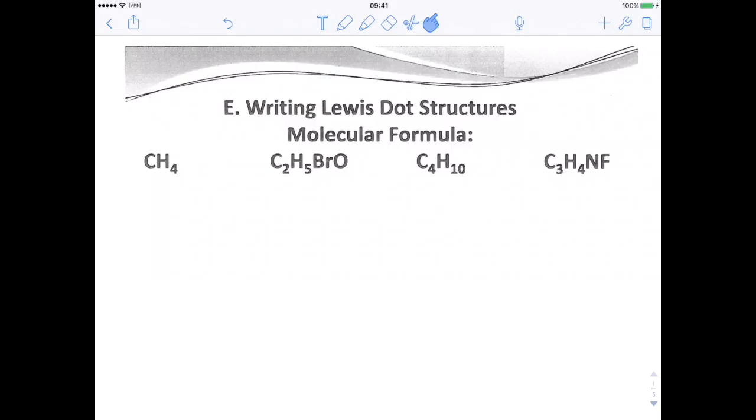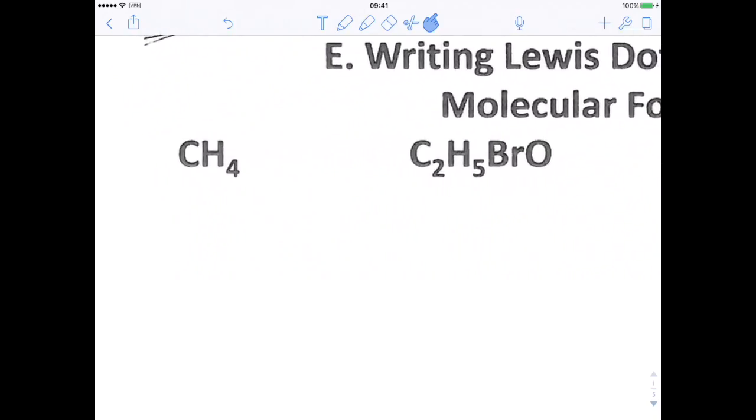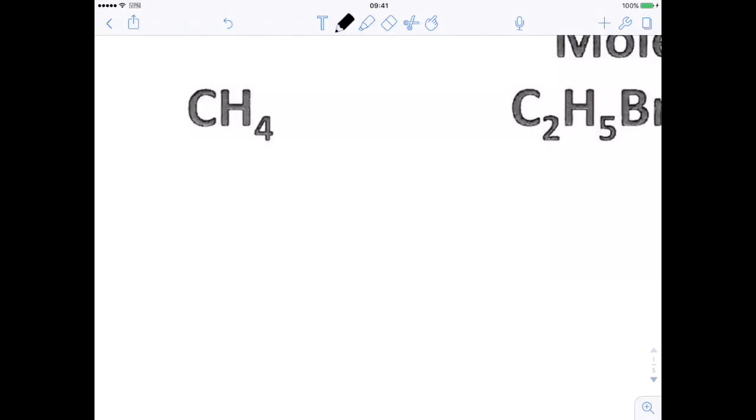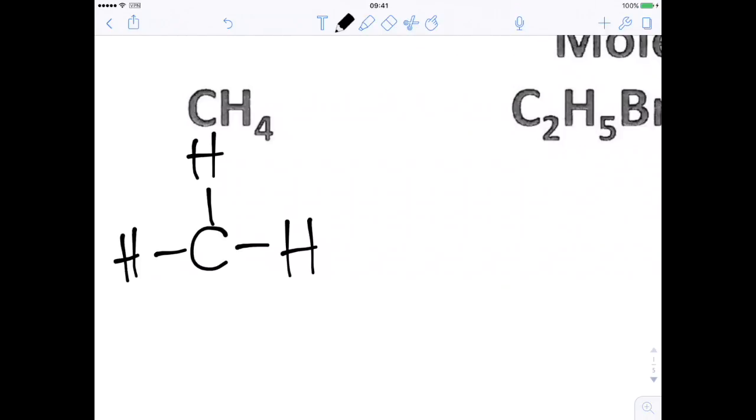You want to fill each octet as best you can. And when I say octet, all that means is you're trying to get each atom having 8 electrons. If you were to start with a simple example such as methane, CH4, you'd want to draw the central atom first, which is the carbon. Then you want to add your hydrogens to it. And that's it, you're done.